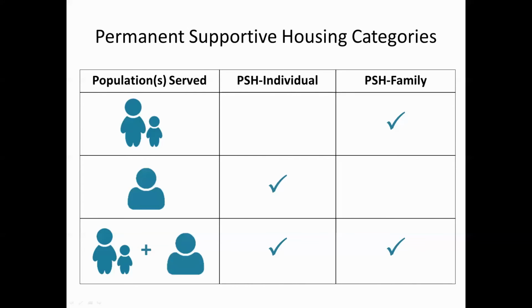Lastly, PSH. So, if you are a PSH project that served only families from October 1 of 2014 to September 30th of 2015, we should only find your data in the PSH family category. If you are a PSH project that served only individuals, your data should only be in the PSH individual category. If you are a PSH project that served both individuals and families during that reporting period, your client data will be split into the 2 appropriate categories, and you'll see your data reflected there.